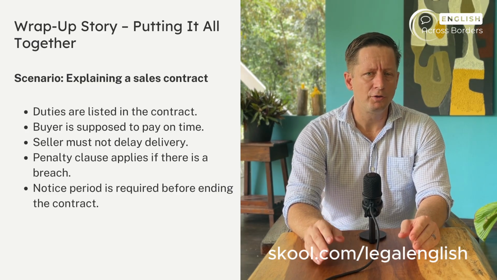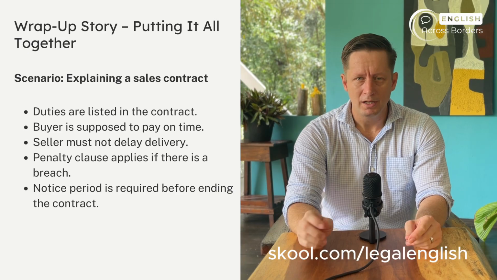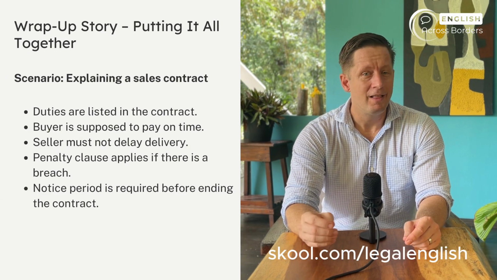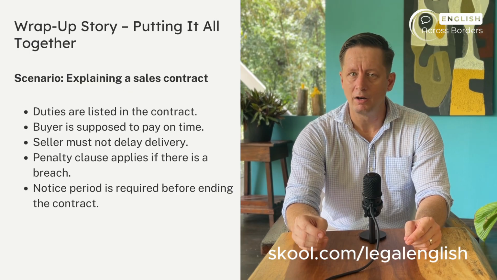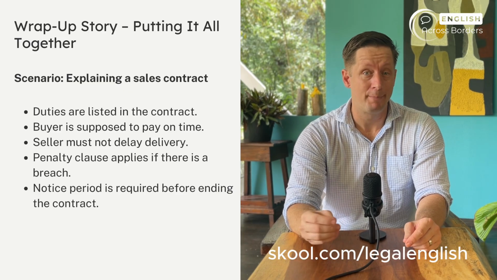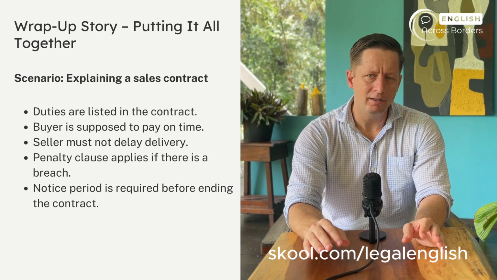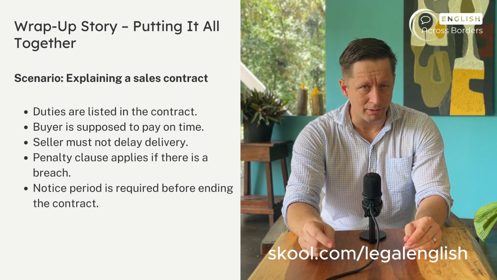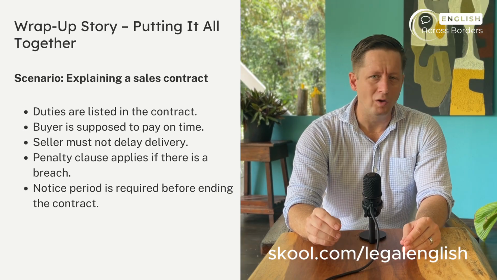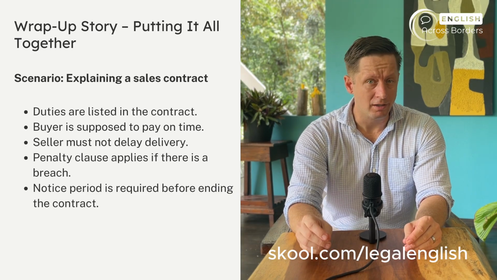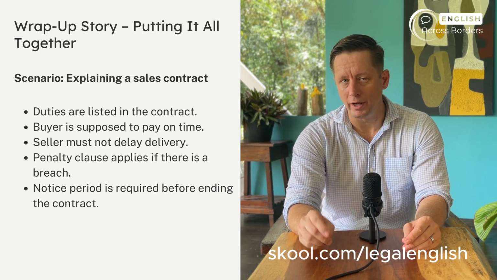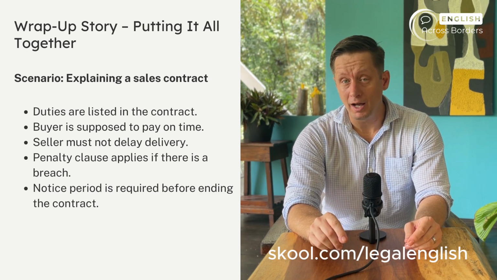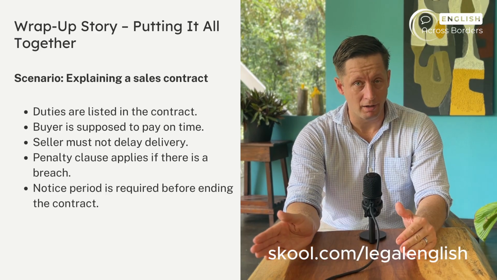The lawyer also explains liability. If the chairs are defective, the seller has liability. That means the seller must repair or replace them, or pay damages. Finally, the lawyer reminds both parties about ending the agreement. If either side wants to cancel the contract early, notice must be given in writing. The notice period is 30 days. This gives time for both sides to prepare.